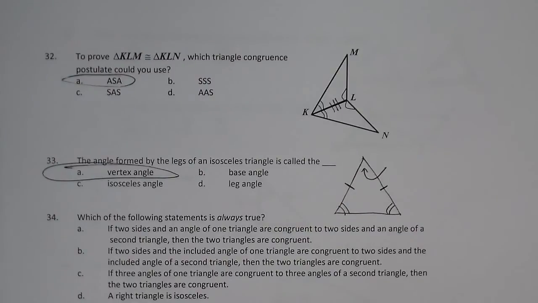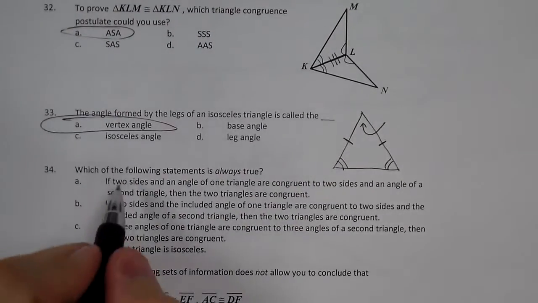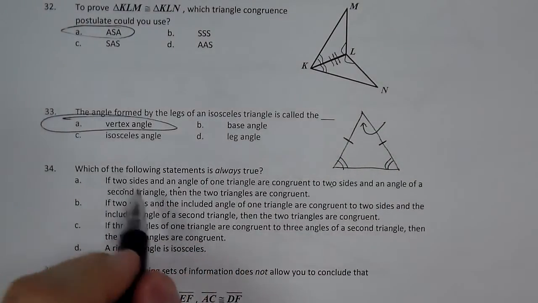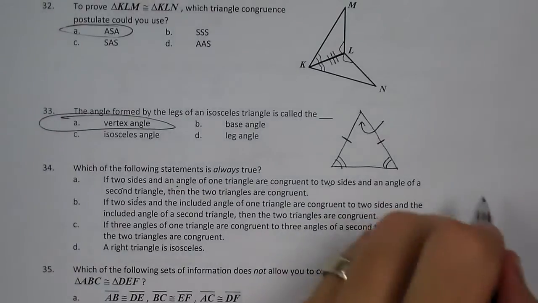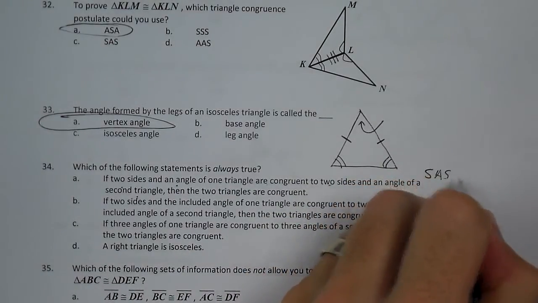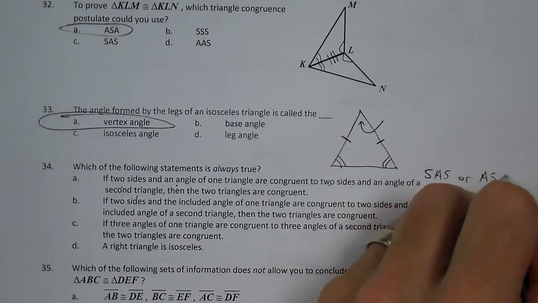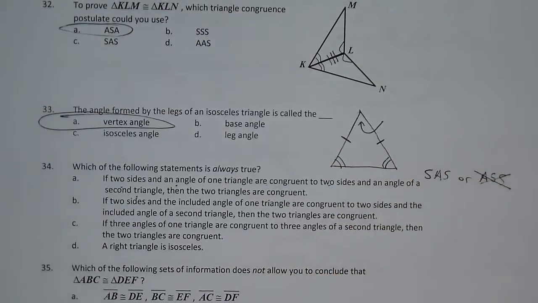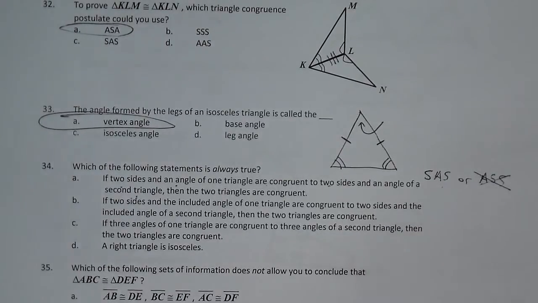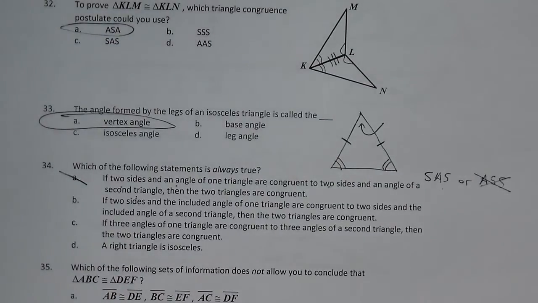Now for 34, we need to go through and make sure we're reading these statements correctly to find the right congruence. So if two sides and an angle of one triangle are congruent to two sides and an angle of a second triangle, then they're congruent. Now here's the problem with that. This could be side angle side, or it could be angle side side. This one does not work, that one does. We don't know for sure which one they're talking about. They didn't specify, so we're not going to use it. It's too broad. There's not enough specifics there.